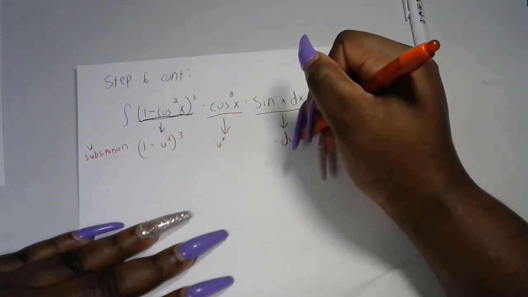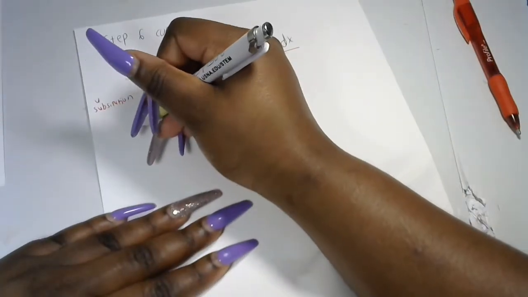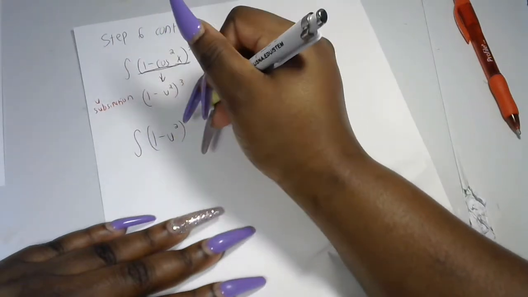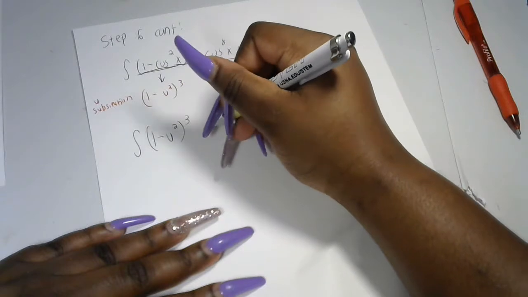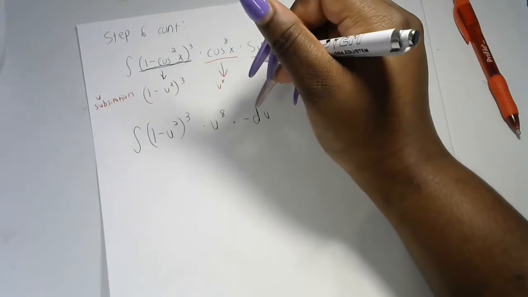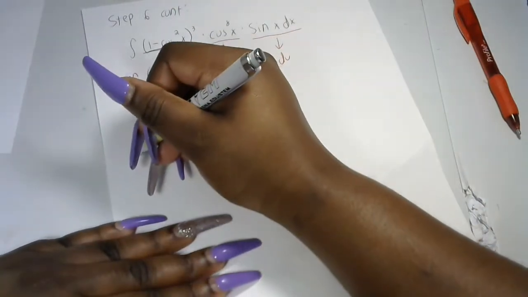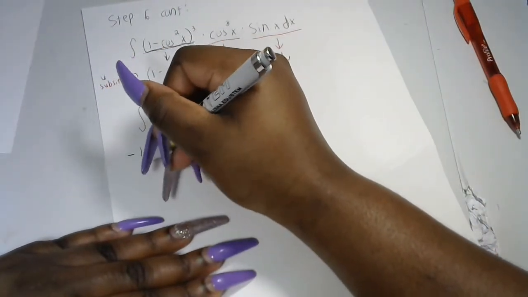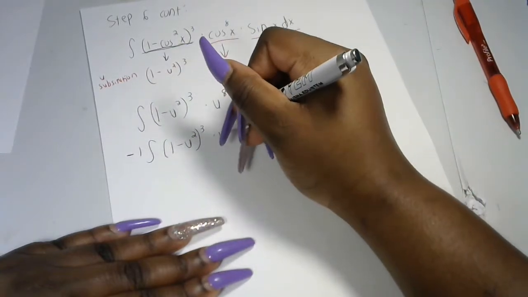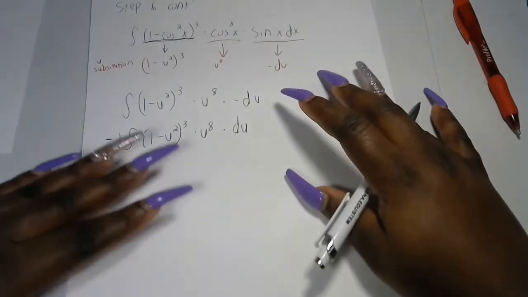We can rewrite this whole integral using u substitution. We can rewrite it as 1 minus u squared cubed times u to the 8th times negative du. And since this is a negative du here, we can just take this negative out, and then we can put it here as negative 1 times the integral of 1 minus u squared cubed times u to the 8th times du. So this is what we have for step 6.